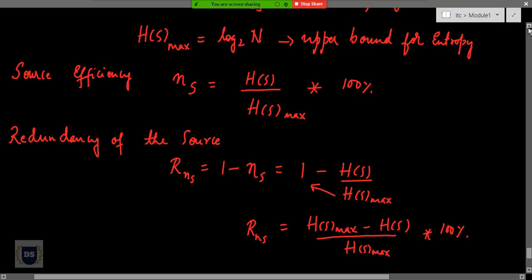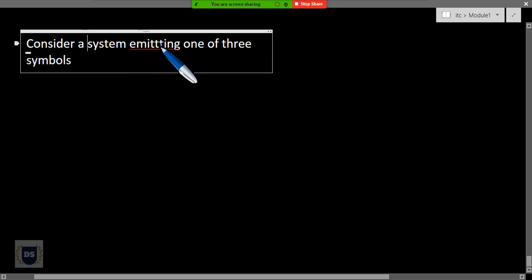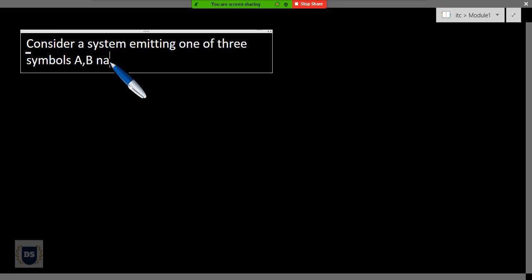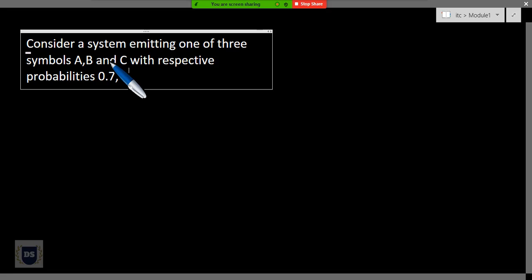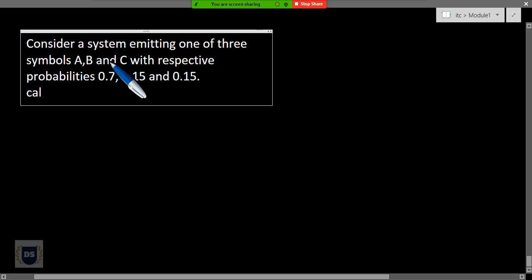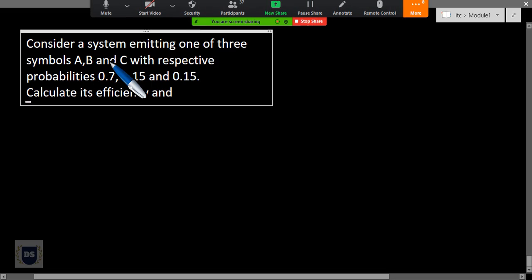In our previous class, we have seen the formula for the upper bound for entropy. In a similar way, we also went through the formula for source efficiency, followed by the formula for source redundancy. So now let's solve some problems on these. They have given a system that is emitting one of three symbols. It can emit either A, B, or C with respective probabilities 0.7, 0.15 and 0.15. So these are the probabilities associated with symbols A, B and C respectively, and they are asking us to calculate its efficiency and redundancy.